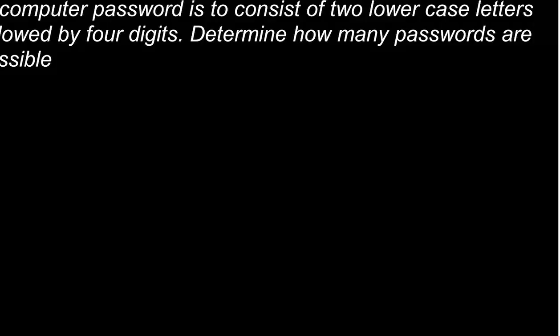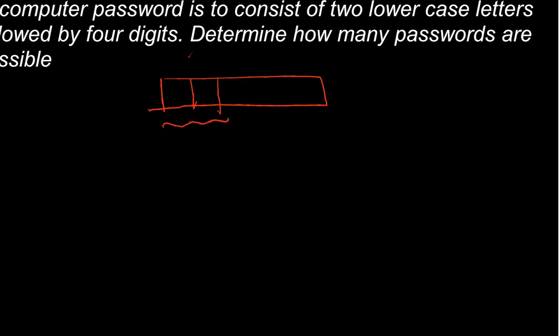A computer password is to consist of two lowercase letters followed by four digits. So how many numbers are going to be there? Obviously, it is going to be a six-character password. In the starting part, there are two places for alphabets. So how many total alphabets are there? Obviously, there are 26 alphabets.